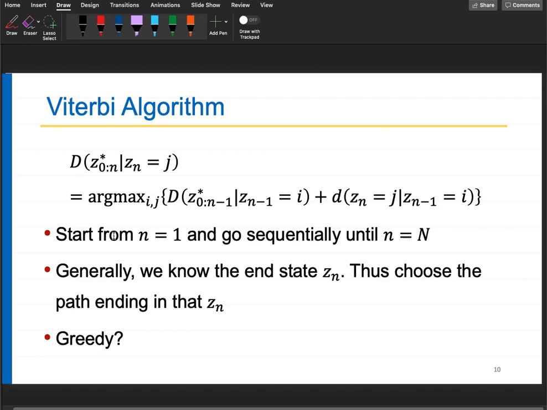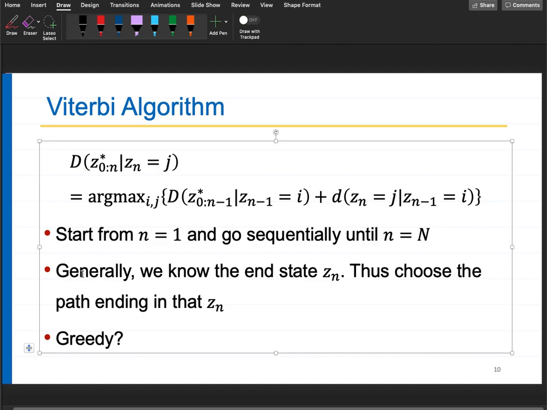And using this formula, basically tracking k number of paths simultaneously, generally what happens is we know the end state Zn. Thus, finally when you reach capital N and you know your end state, then you can eliminate the other paths and just take the final path, which is your desired path.